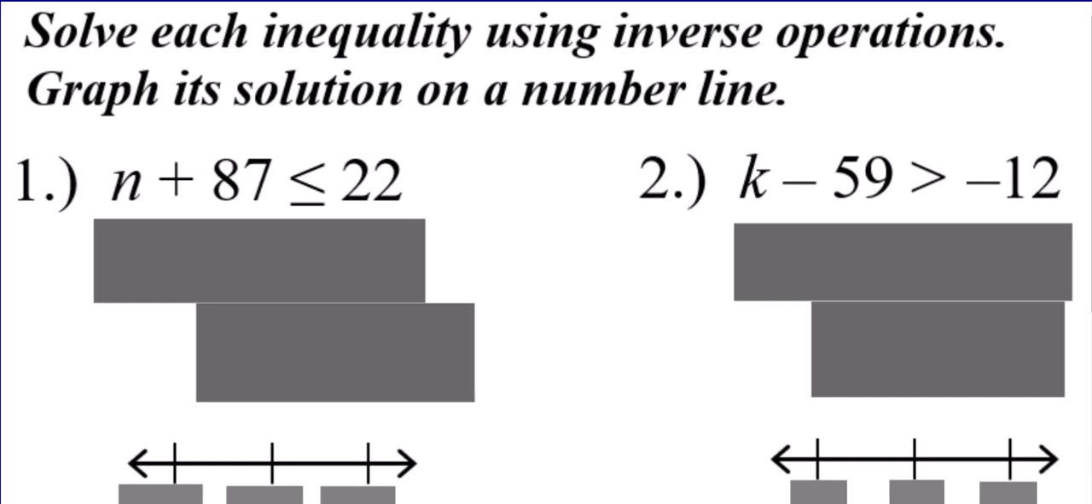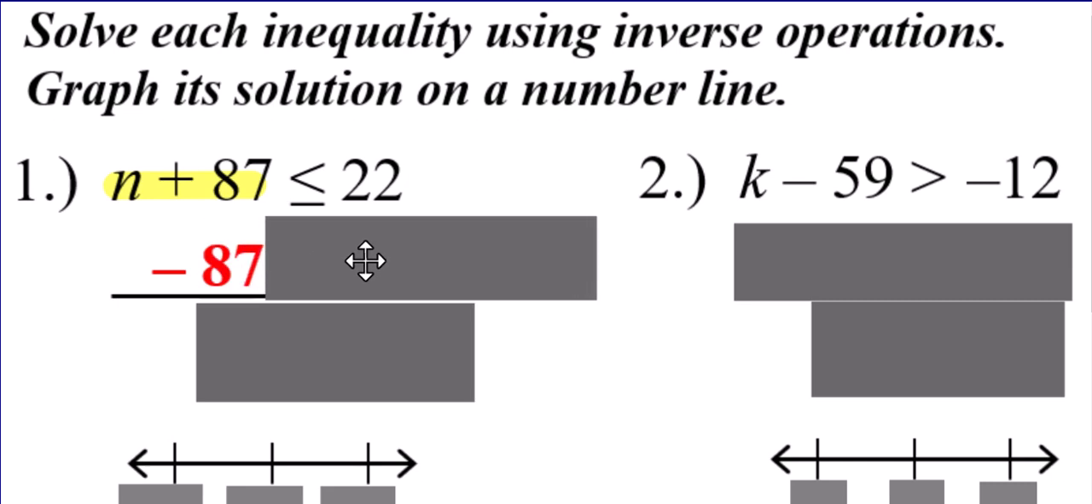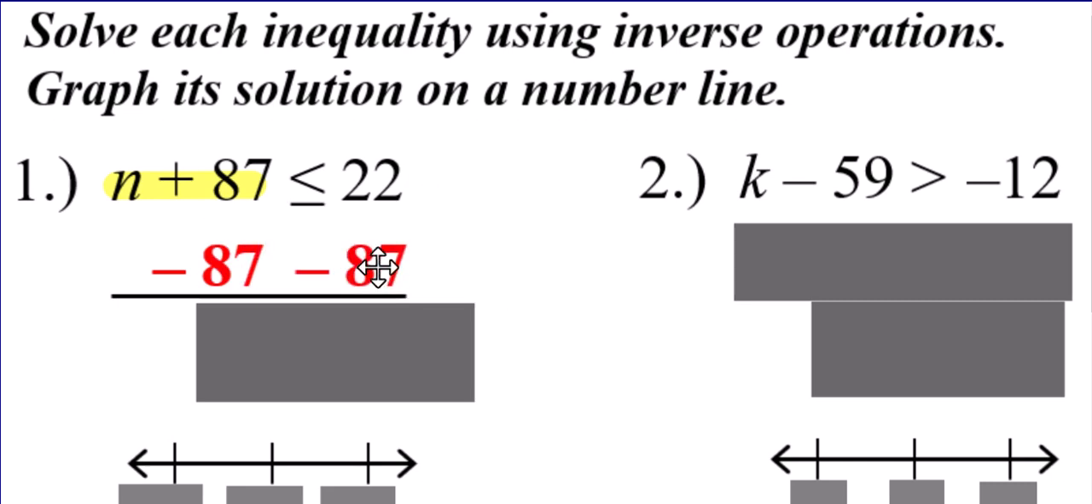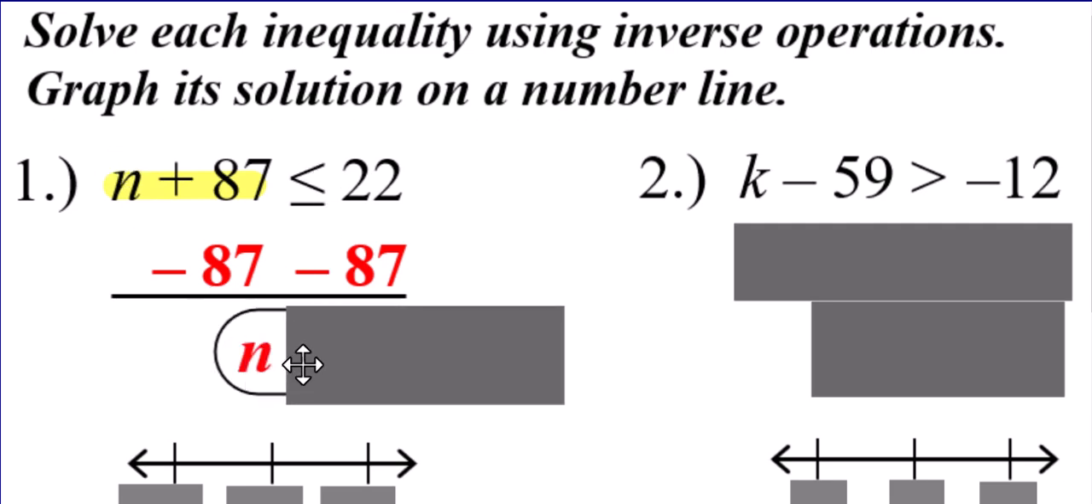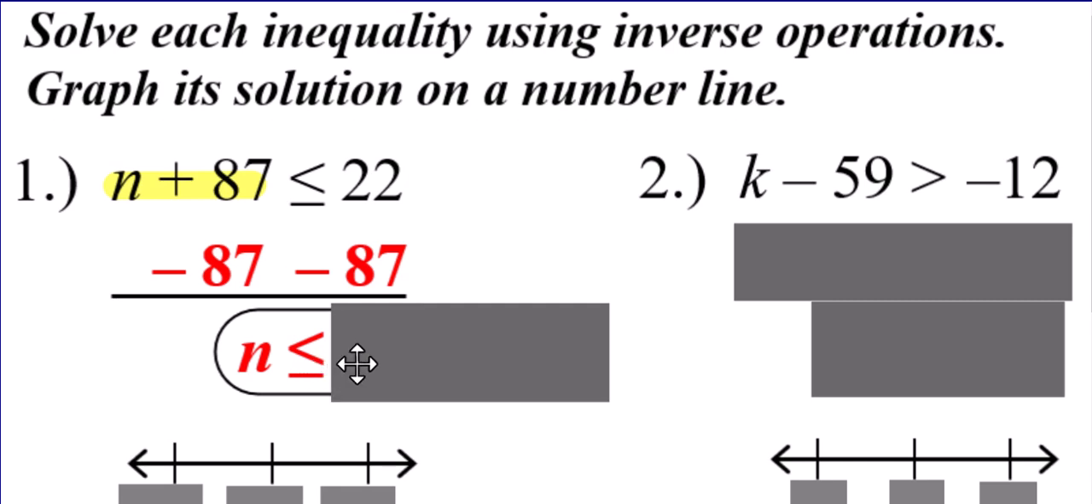What's happening to the variable on problem number 1? We can see the variable is being added by 87. So inverse is to subtract by 87. Write this down. We're going to subtract on the left, and we're going to subtract on the right. 87 minus 87 is 0. We don't have to show the 0. Bring down the n. Less than or equal to, I know you're used to putting an equal sign here, but it's going to be an inequality symbol.